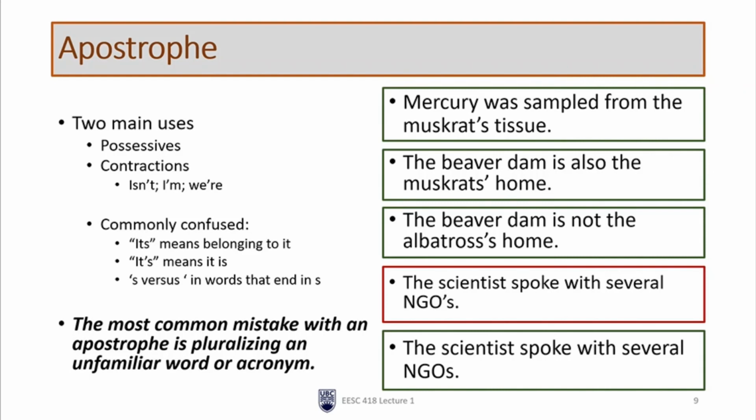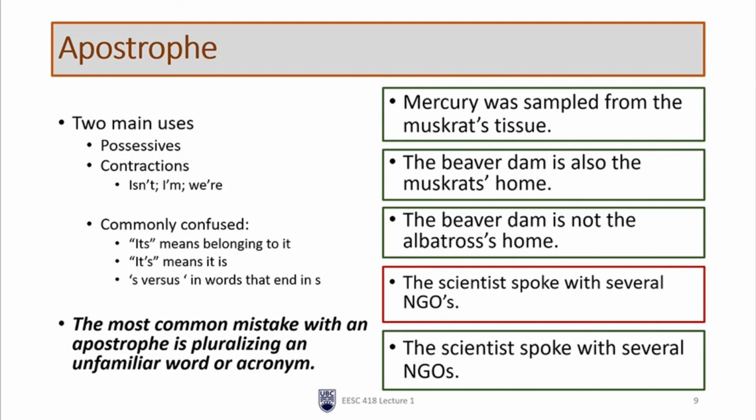We're not making a contraction. We're not making anything shorter. So there's actually no need for an apostrophe. This is a very common mistake that people make. And you just remember that the apostrophe in this sentence doesn't follow either of the two purposes for an apostrophe. It just doesn't belong there, and you don't need it. When you look at the second sentence, the scientist spoke with several NGOs, there's actually no need for that apostrophe. It sounds just like you would say it.